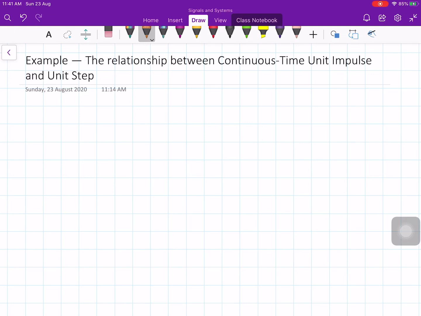In the last lecture, we have studied the relationship between continuous time unit impulse del of t and continuous time unit step function u of t. In this lecture, let us understand a little more through an example. I am going to consider an example and let us see.